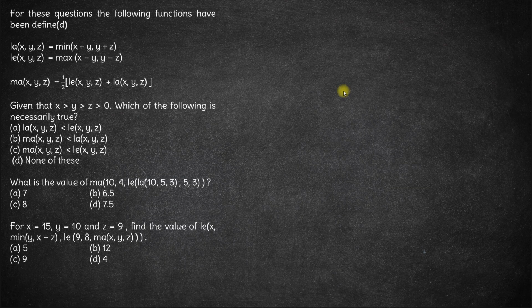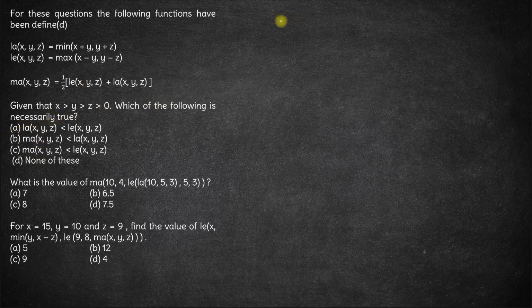Hi, in this question we are given three functions, La(x,y,z), Li(x,y,z) and Ma(x,y,z), and this is how they are defined. Fine. Now based on this there are three questions and we need to figure out the answers to these three questions. So let's look at the first question here. Given that x is greater than y is greater than z and all of them are greater than 0, which of the following is necessarily true?